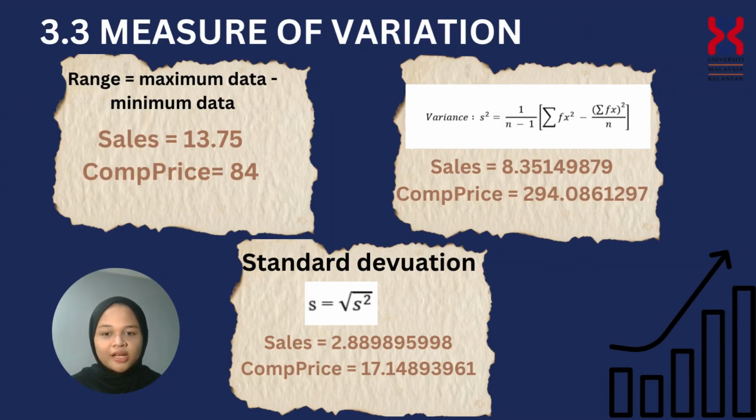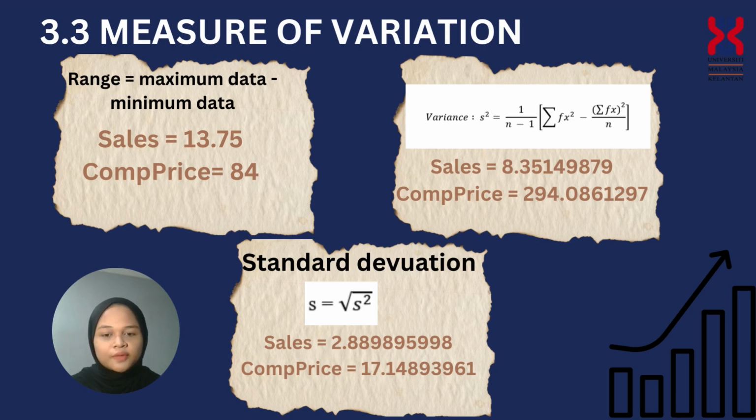First is range. The range for sales is 13.75, and for comprice is 84. Then variance. This is the formula for variance, and the variance for sales is 8.35149879, and for comprice is 294.0861297. Then standard deviation.